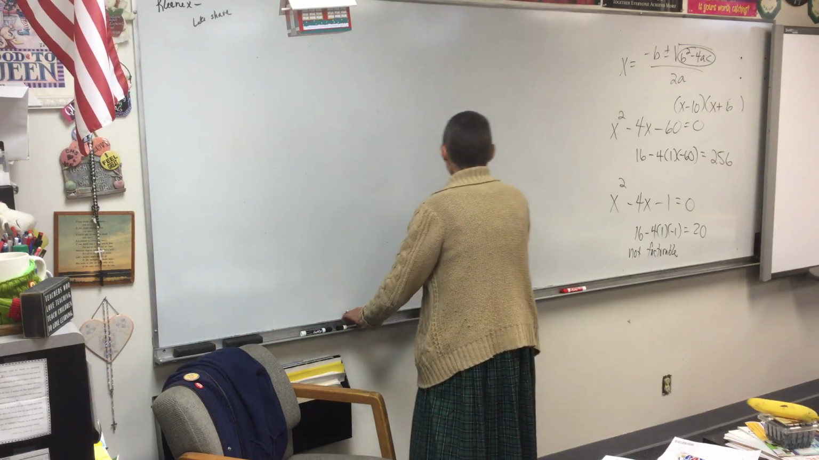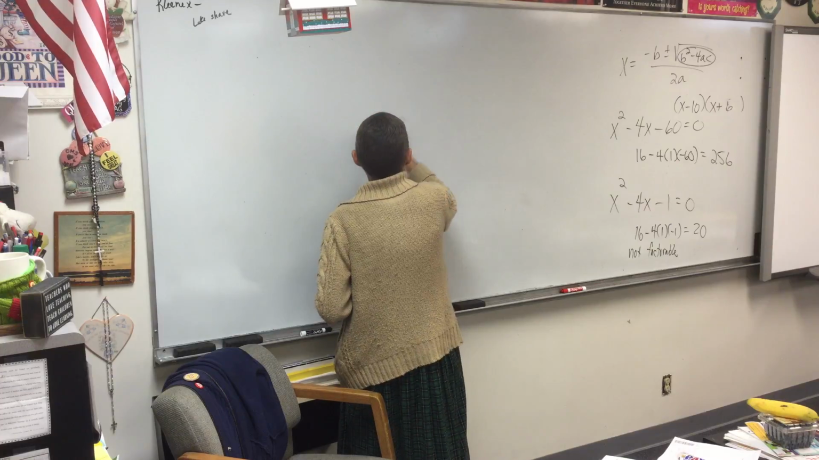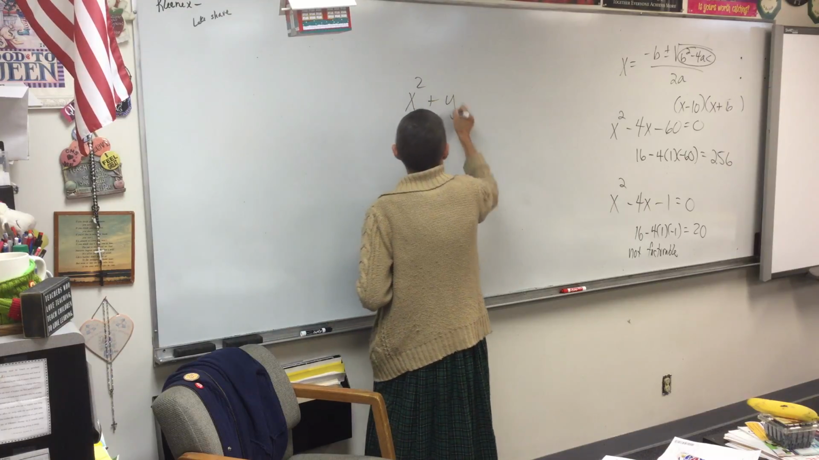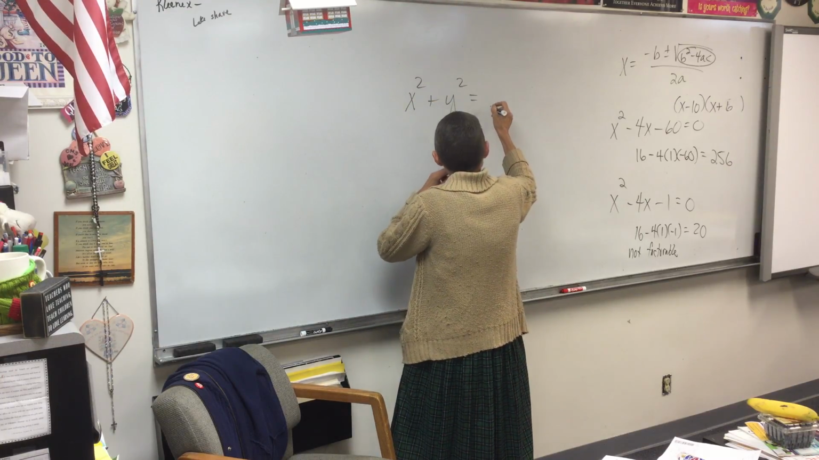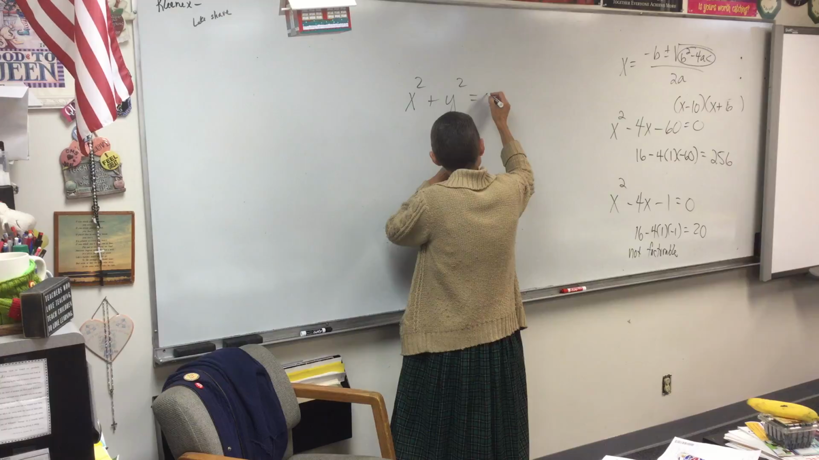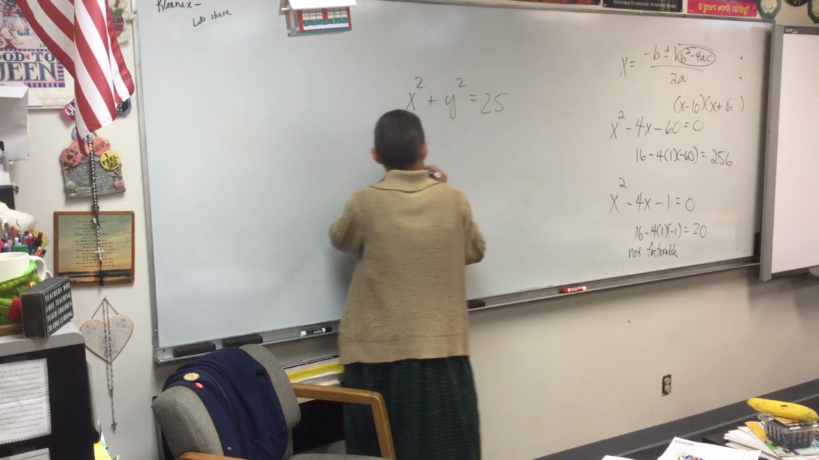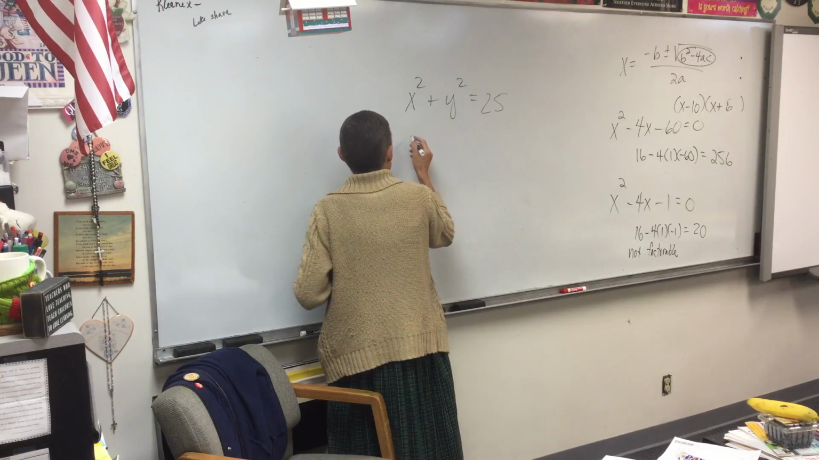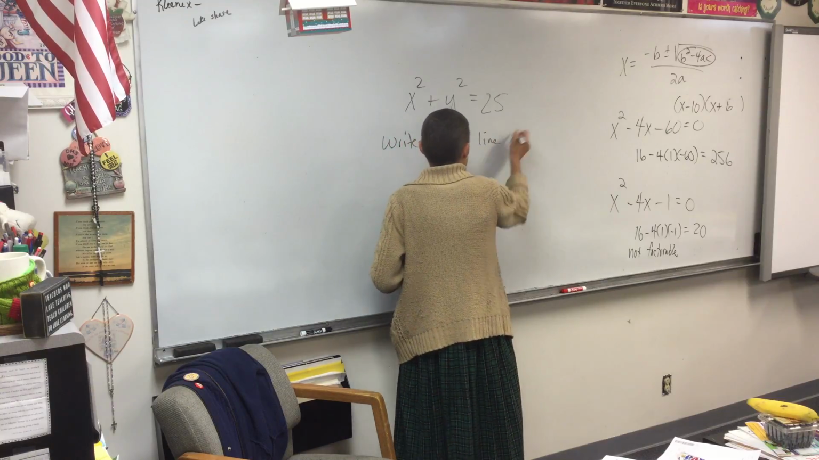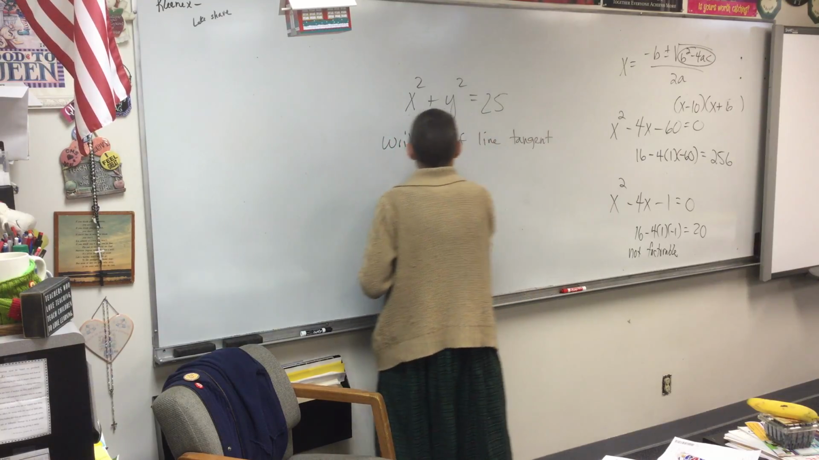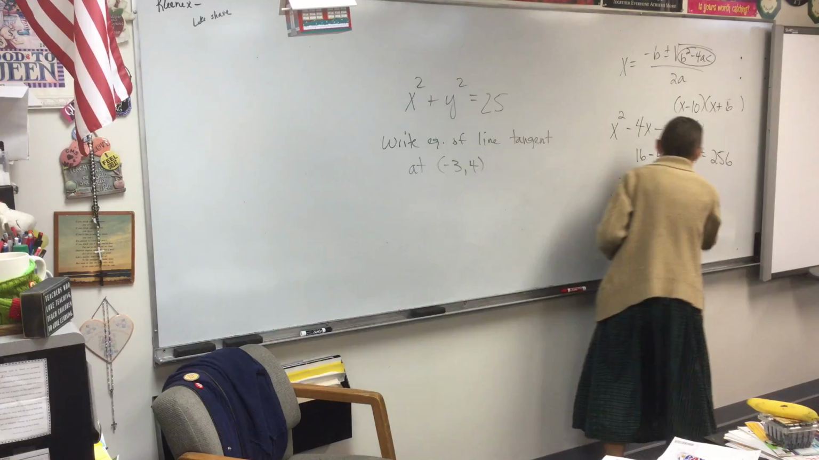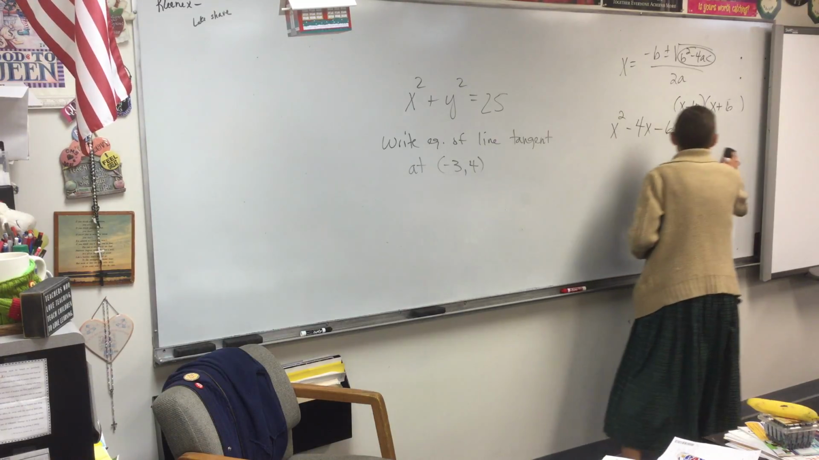So, let's see, I have to read this carefully. Let's say I have the circle x squared plus y squared equals 25, and I want to write the equation of the line tangent at the point -3, 4.